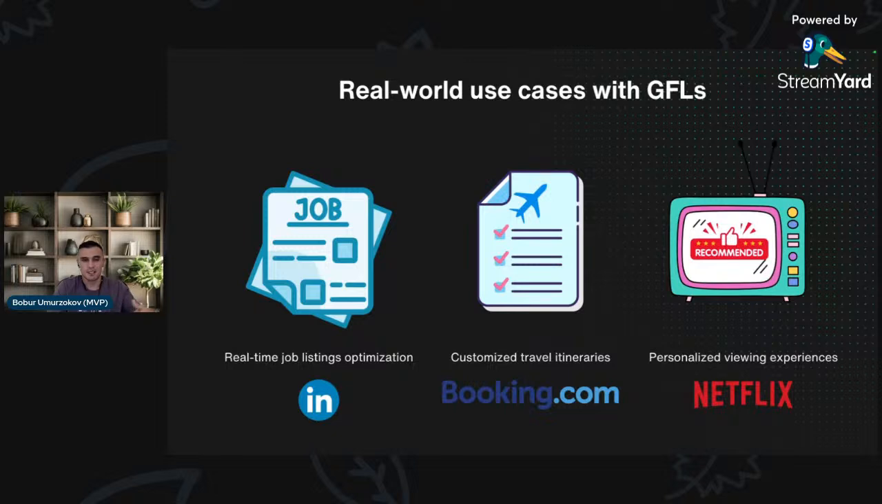It can see dynamically, and can adjust some scenes, the dialogues, even the ending of movies or TV shows based on the user's viewing history, preferences, or emotional responses. So this all comes with GFL use cases.